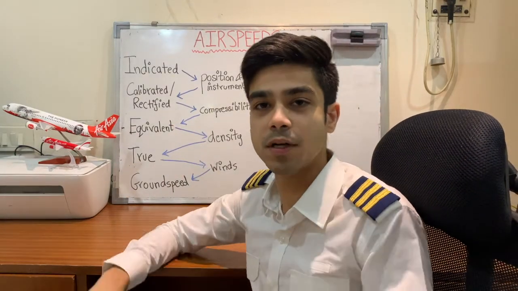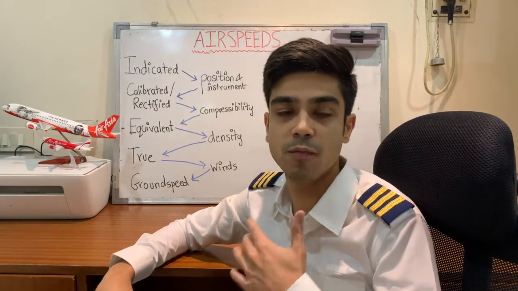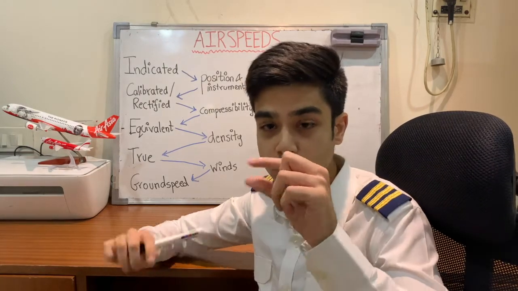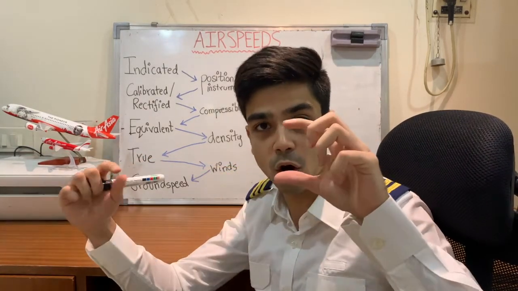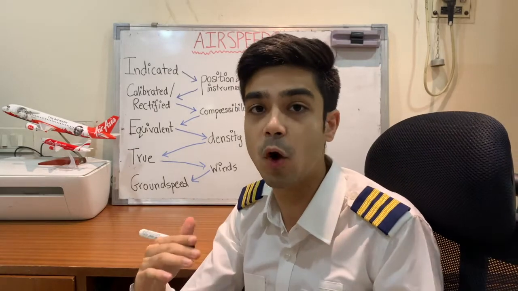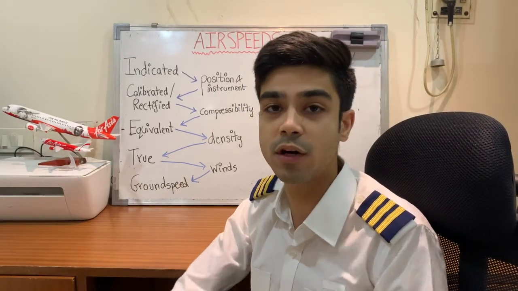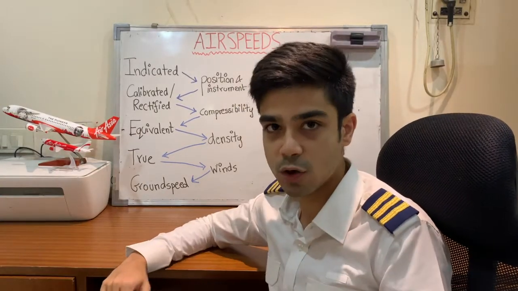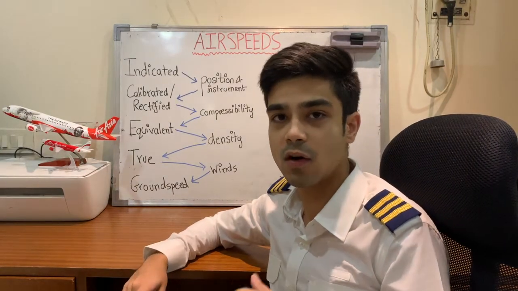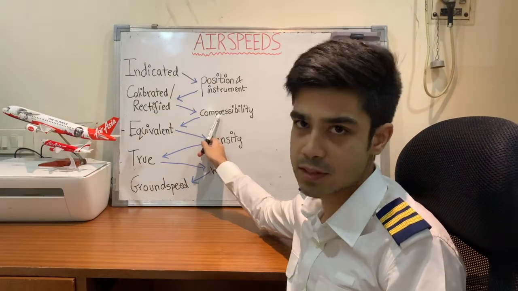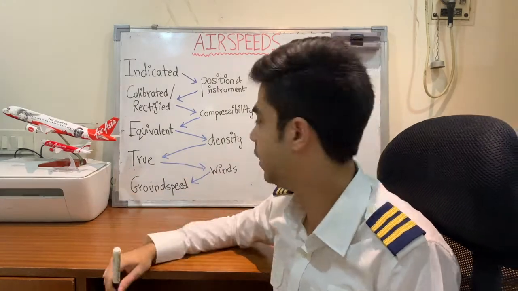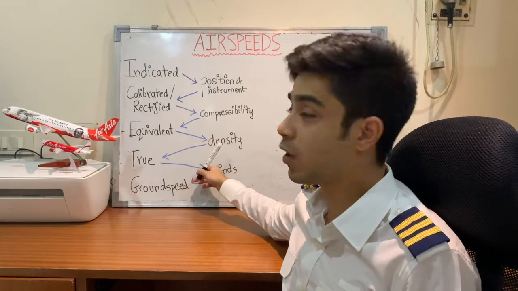So now what is compressibility? When you fly at speeds of more than 250 knots, in the pitot tube there is a packing of air because a lot of air suddenly comes to rest, so this senses an abnormally high pressure than what it should actually show. This error is known as compressibility error, and it is compensated for. So when it is compensated for, it will give you equivalent airspeed. Equivalent airspeed compensated for density error.